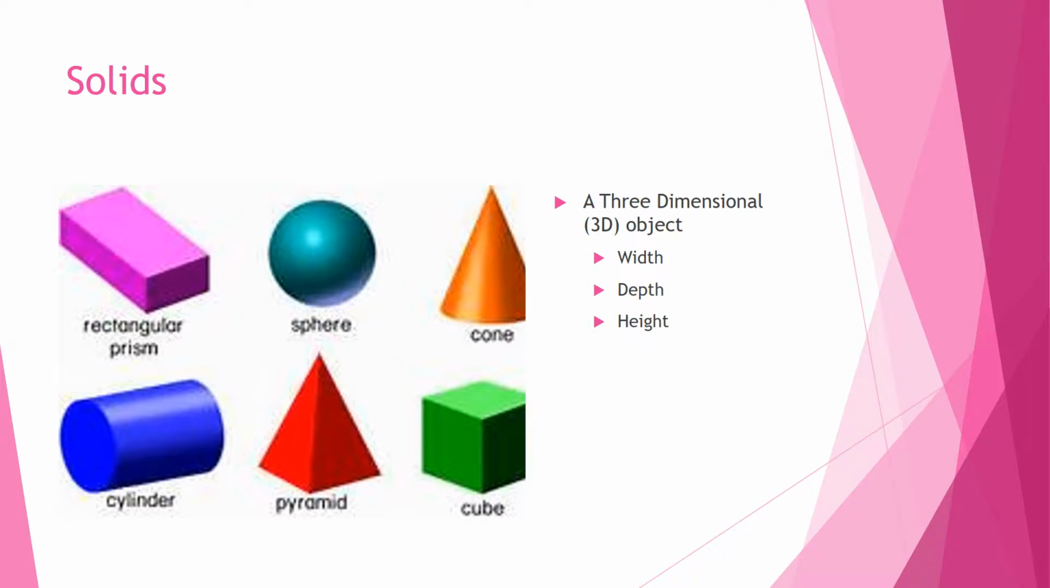Solids. Solids are three-dimensional, 3D shapes. So if a shape has width, depth, and height, it is a solid. It is a 3D shape. Here are some examples of solids: rectangular prism, sphere, cone, cube, pyramid, cylinder. These are all solids because they are 3D. They have 3 dimensions: 1, 2, 3.